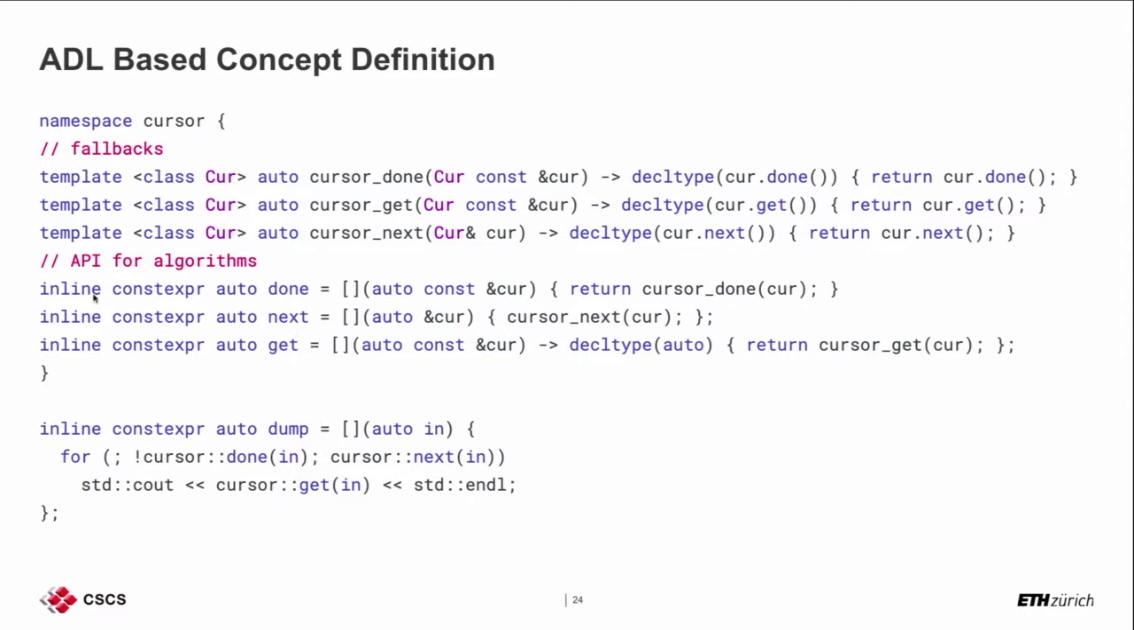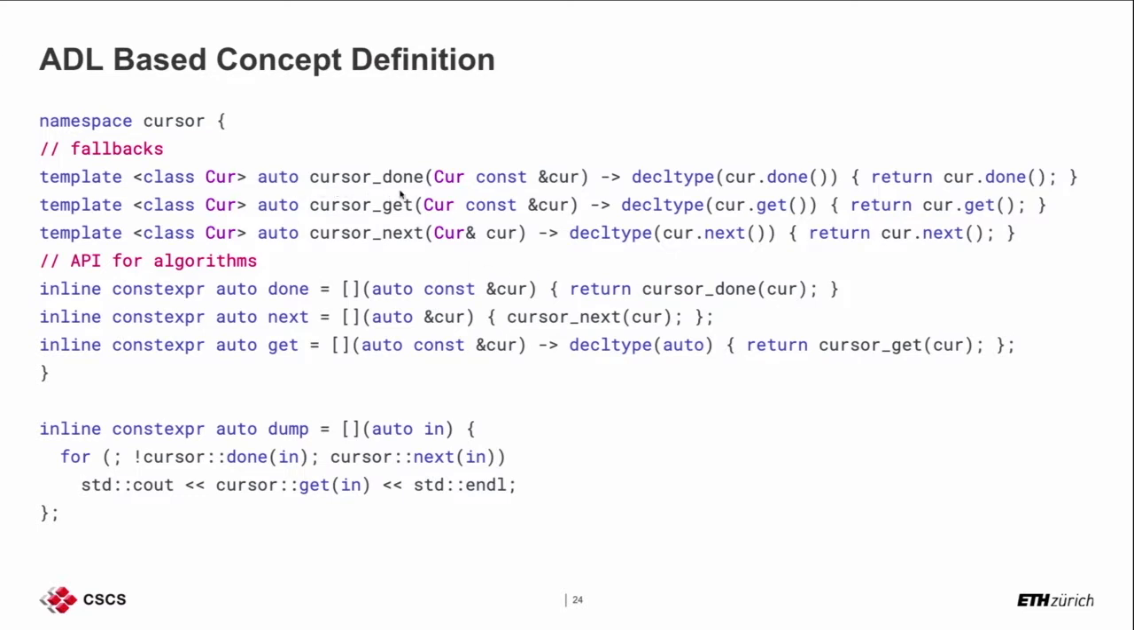Let's define, so we have three methods that form the concept. Yes, and for each method let's define the functor that delegates to, for example, done will delegate to cursor done.